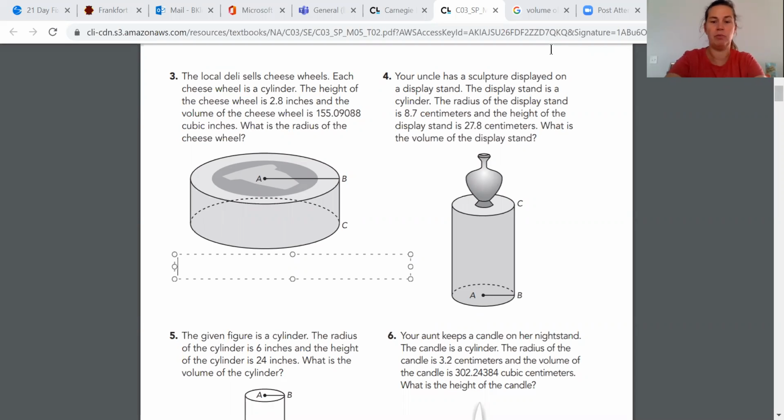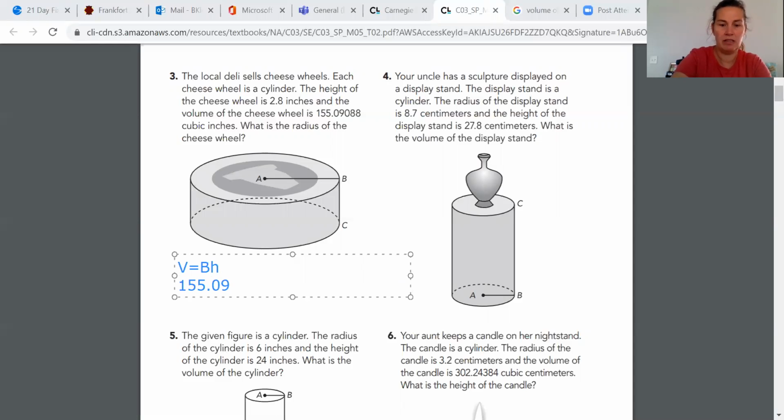So I still know that volume equals base times height. Now they're telling me the volume. So I have 155.09088 equals the base, which is the area of a circle. They're telling me that the height is 2.8.